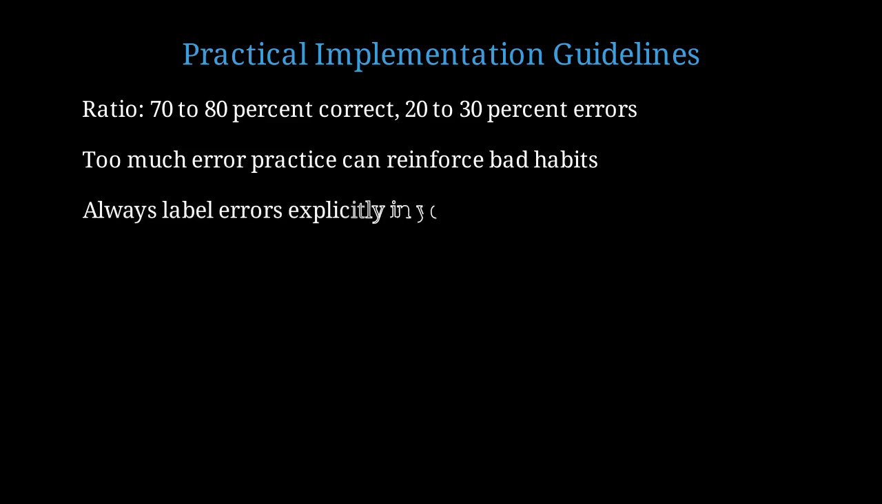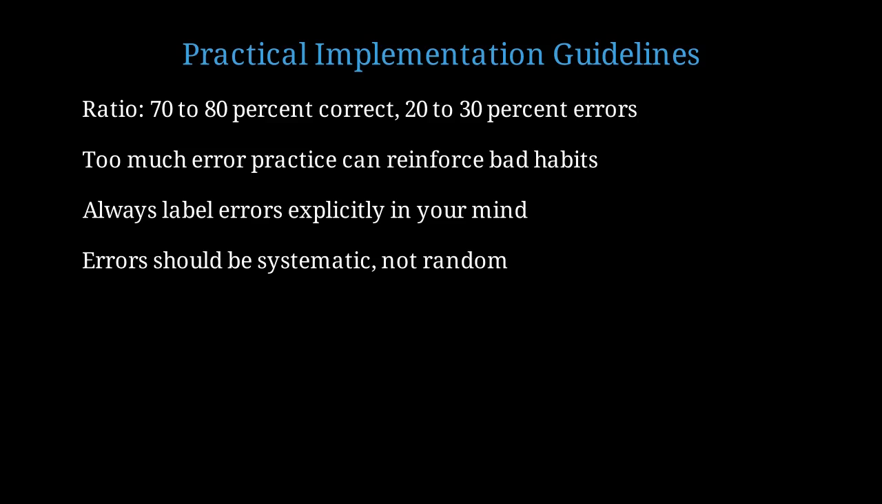A critical principle is to always explicitly label the errors in your mind. Say to yourself, this is wrong, this is what I'm avoiding. This prevents accidental learning of the error. The errors should be systematic explorations, not random mistakes. You're deliberately testing the boundaries, not just being careless.